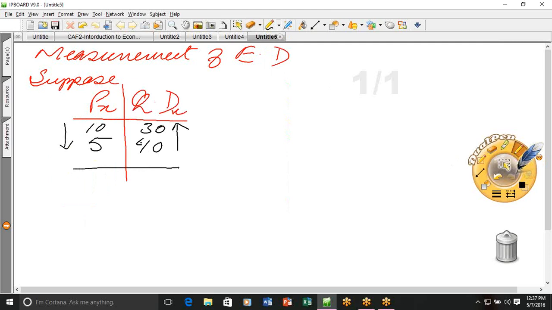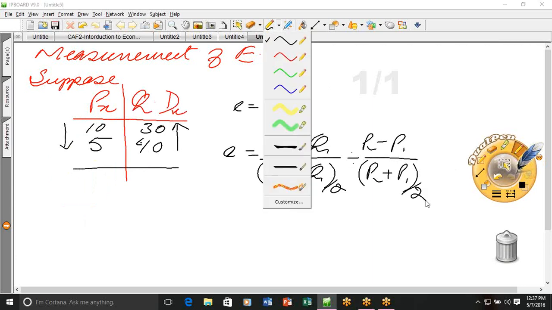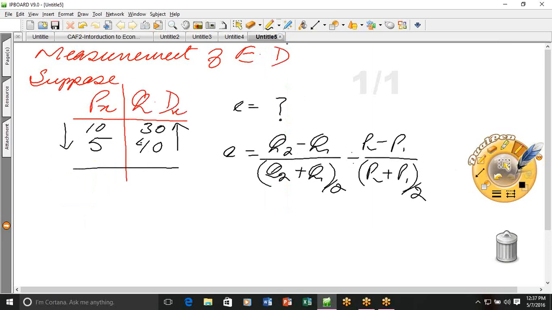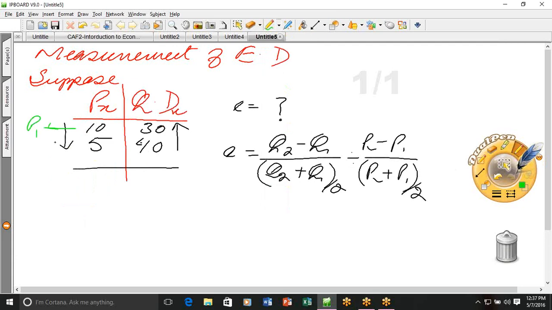हमारे पास फॉर्मूला है इलास्टिसिटी कैलकुलेट करने का. अगर वो कहता है कि calculate the elasticity of demand, तो we can easily use Q2 minus Q1 over the average of Q2 plus Q1, divided by P2 minus P1 over the average of P2 plus P1. अब हमारे पास जो डाटा है इसकी हम वैल्यूज फाइंड करते हैं. First one is P1, P2, then Q1 and Q2.